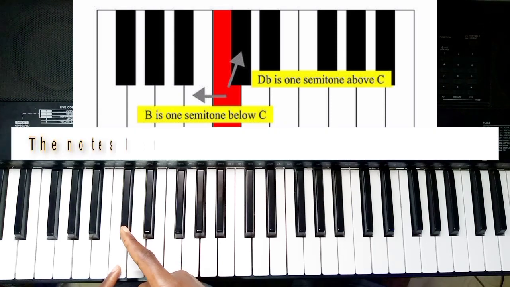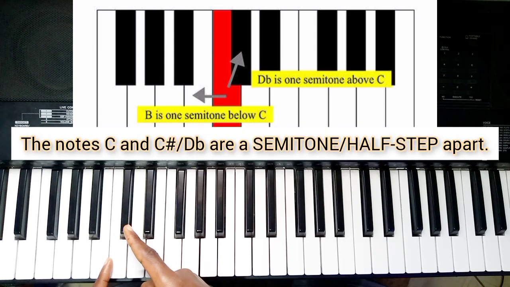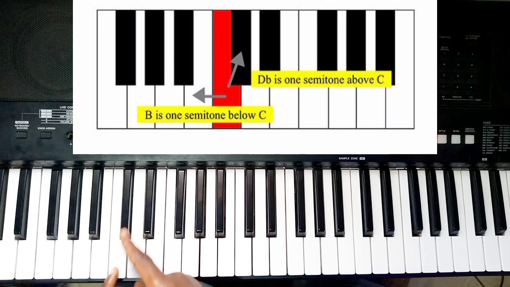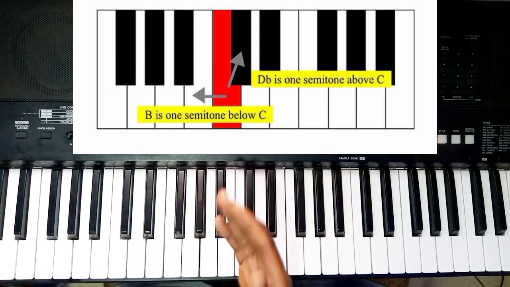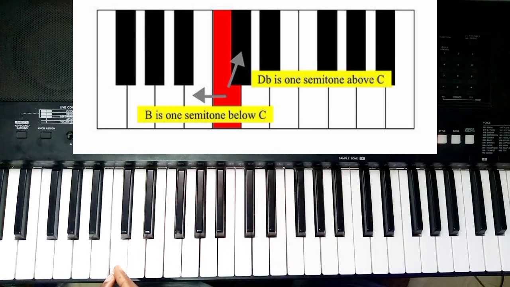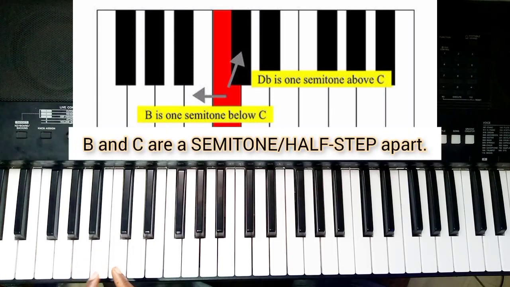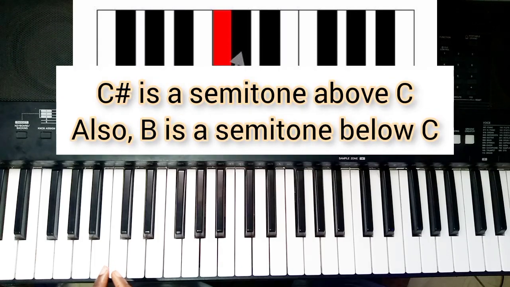So it means that C and C sharp are a semitone apart. It doesn't mean that C sharp is called a semitone or C is called a semitone. No, it just means that the distance between them is a semitone. Also, what's the key just before C, towards this direction? It is B. This is B, C. So there's no black key in between. It means that B and C are a semitone or half step apart because they are just neighboring each other. So a semitone doesn't mean it must be a black key.